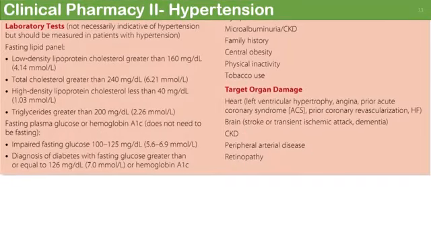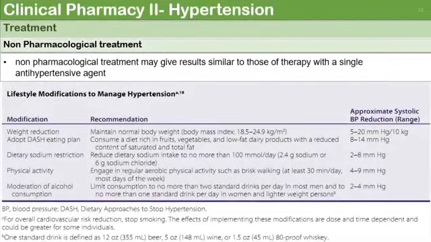Laboratory tests: we should perform lipid profile and fasting blood glucose for diagnosis of diabetes, and measurement of end organ damage, target organ measures. Treatment for primary hypertension: we should start with non-pharmacological treatment. These may give a result similar to therapy with a single antihypertensive drug.